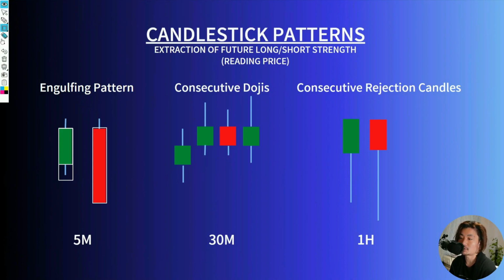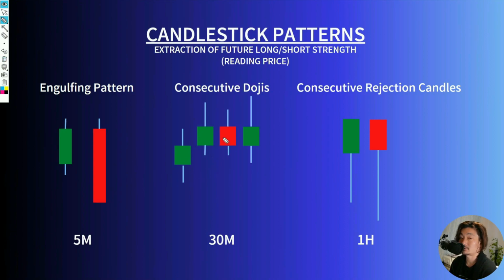Okay, but the other thing you want to be looking for is that on the second candle, you want minimal to no wicks on the lower end, showing that sellers were able to sell right into the close of that 5-minute candle. Now, again, this engulfing pattern shows future short strength in the next move of a currency pair. Okay, so now let's go on to consecutive dojis.